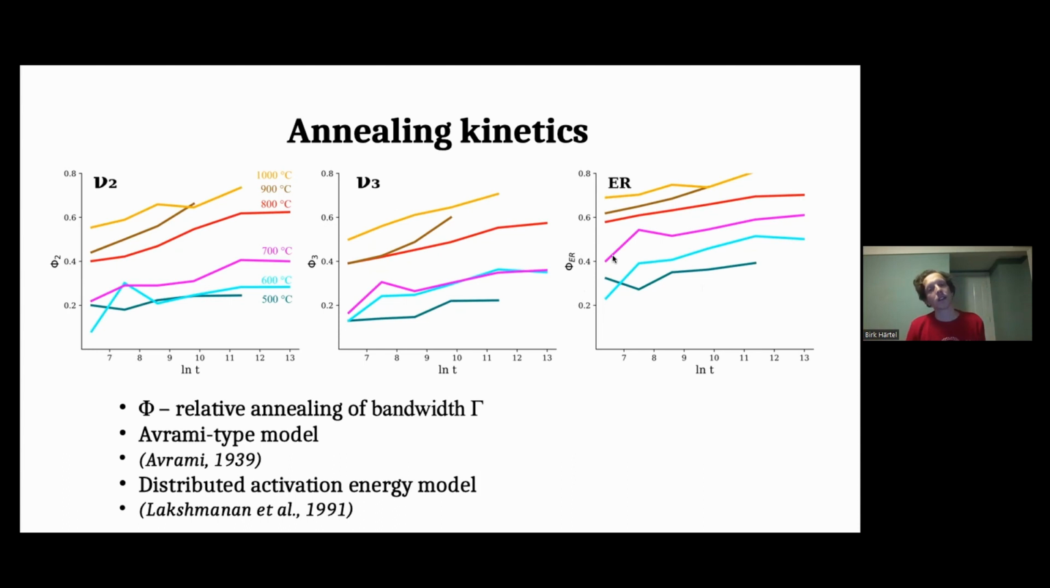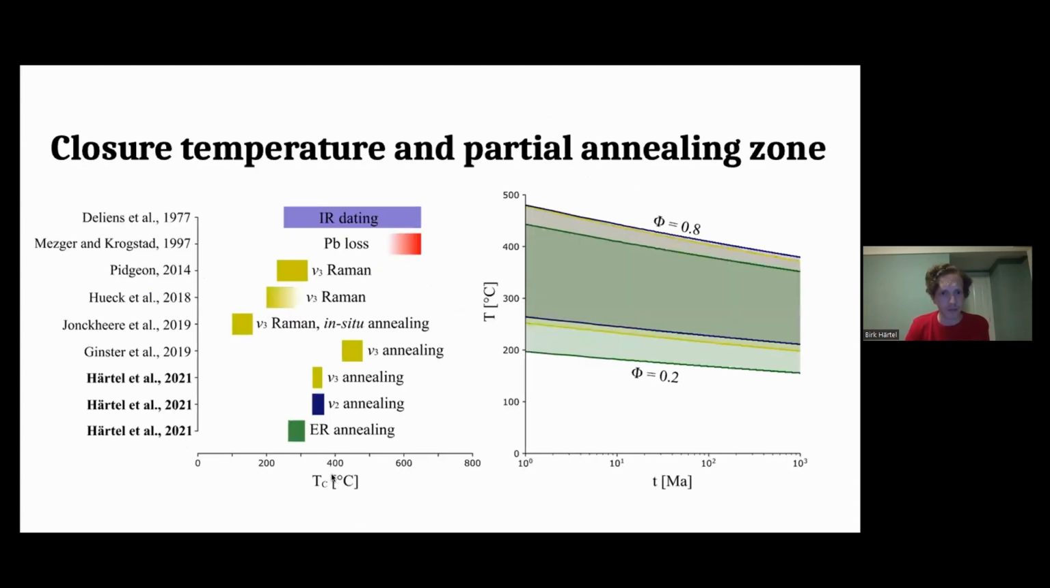We then took these data and fitted kinetic models to it. One is called an Avrami type model, the other a distributed activation energy model, and determined closure temperatures from it from the Dodson equations. So what we got out were closure temperatures, one for each of the models that we calculated. And here on the left, the 3 lower estimates are the ones from our study. So we can see, for the nu2 and the nu3 Raman band, we get a closure temperature of roughly 350 degrees. And then something interesting happens.